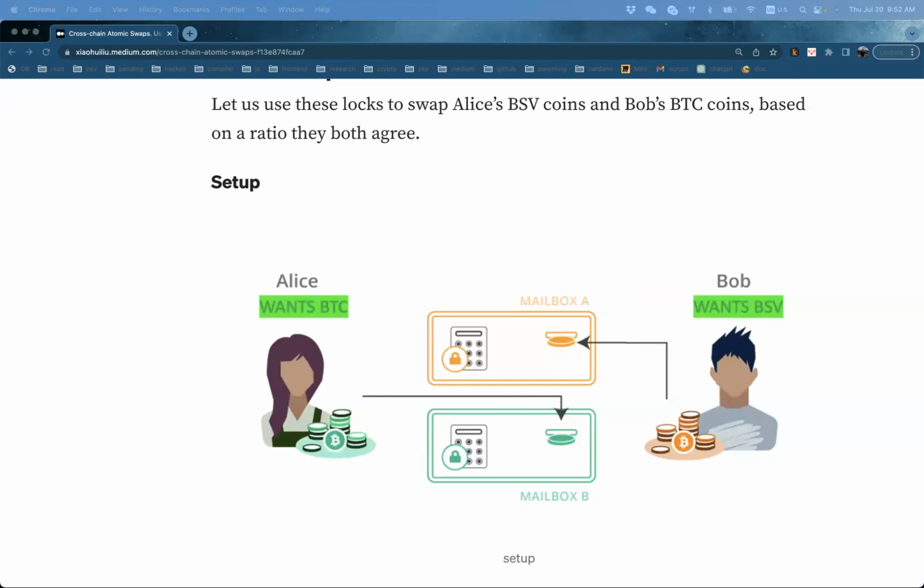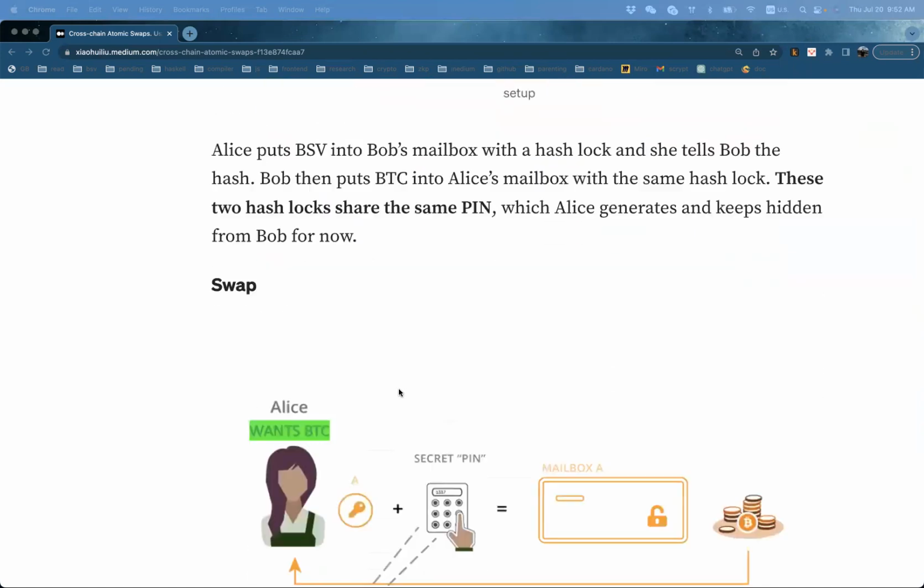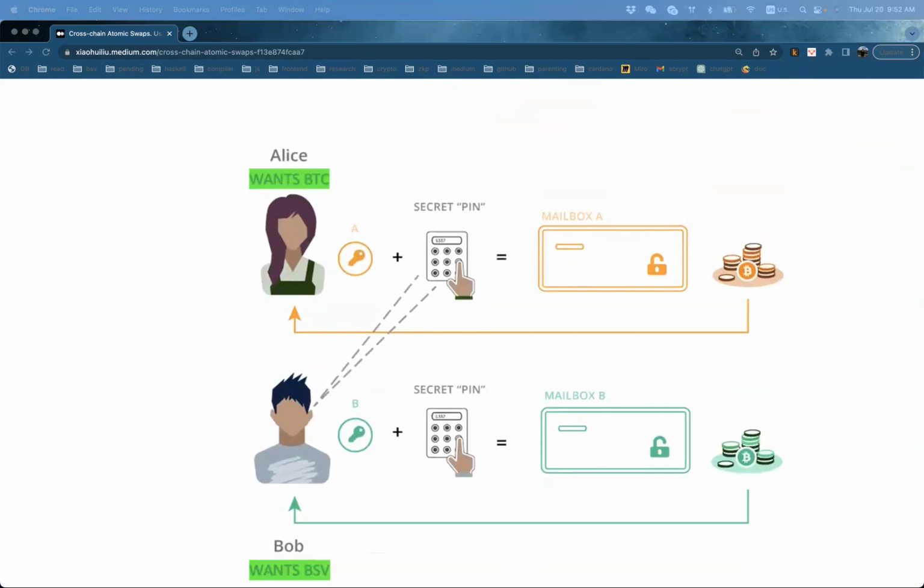Okay. So maybe the final question on my side. So we have here the setup, and then below we explain that they share the same pin. This same pin, Alice generating the pin and sharing the hash to Bob, is part of the setup, right?